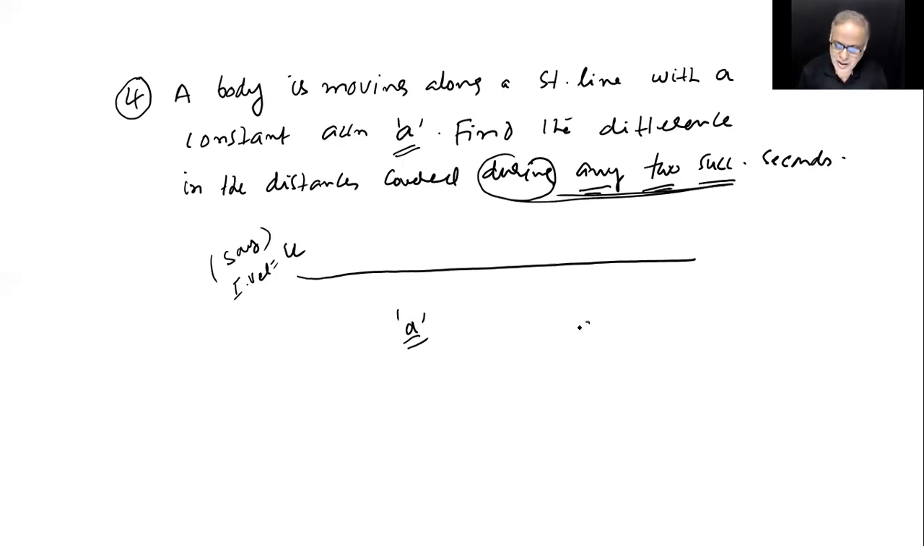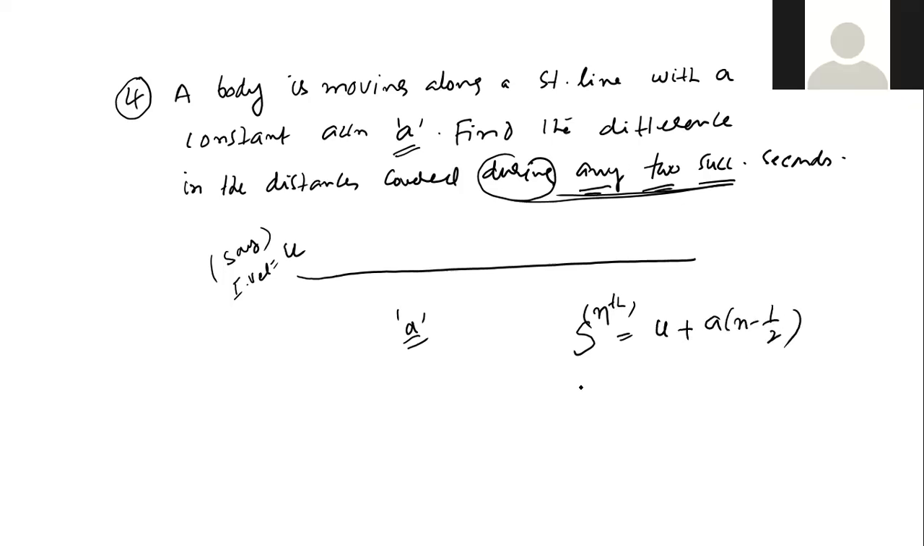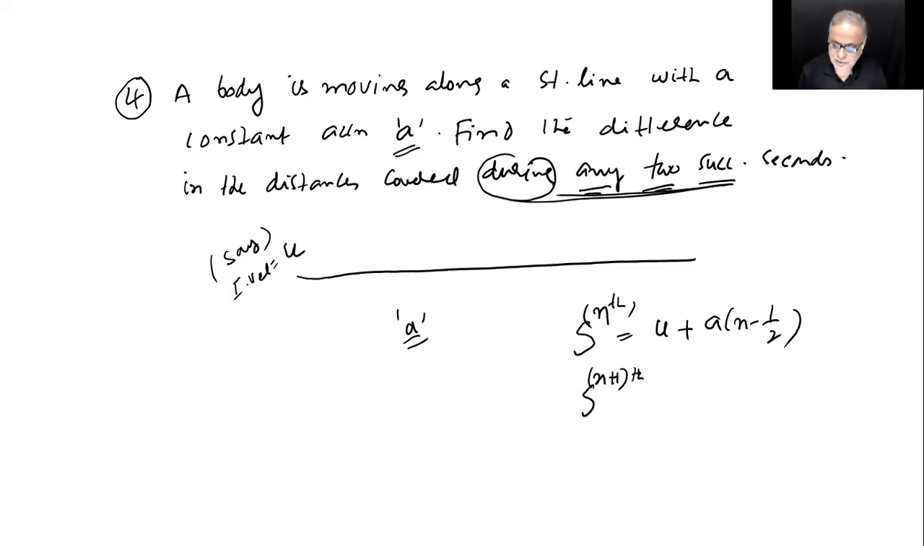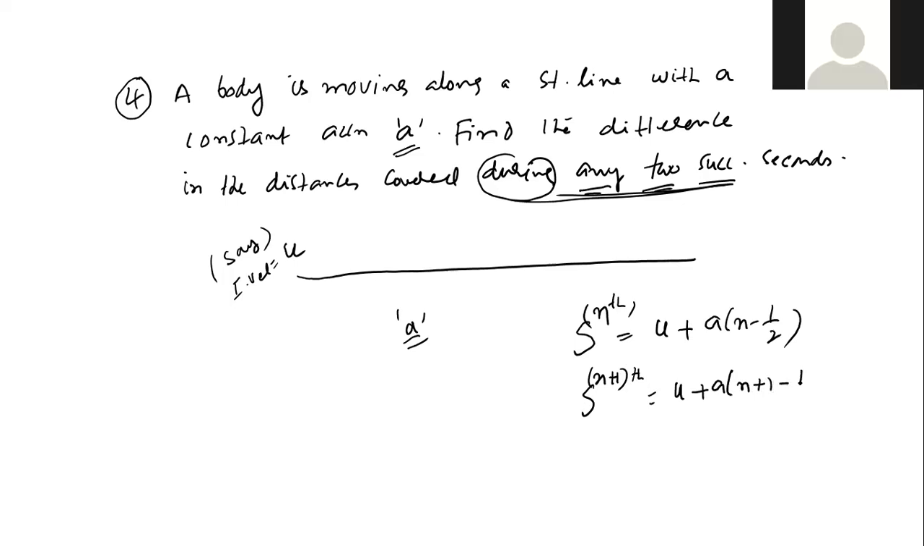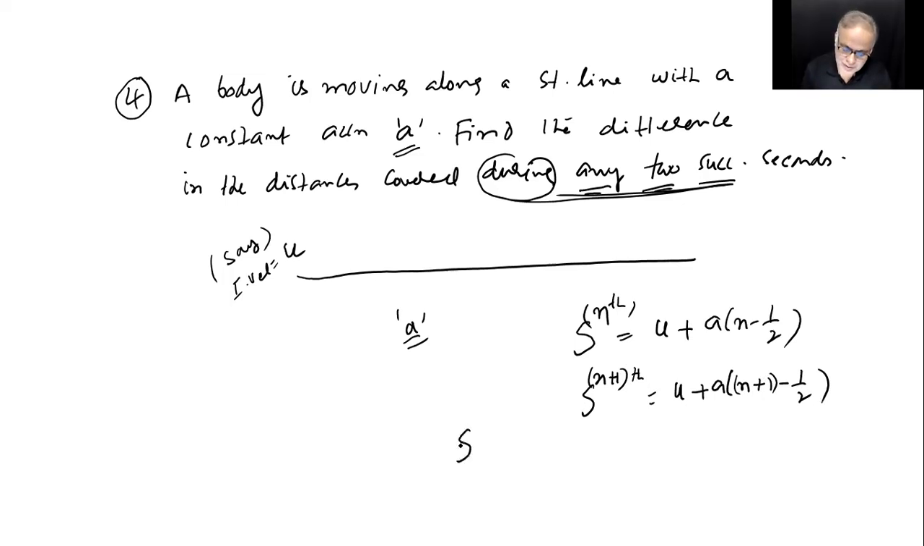So I should say S during the nth second equals U plus a into (2n minus 1) by 2. Next one is the (n plus 1)th second, successive, that is after n, n plus one. U plus a into (2n plus 1) by 2. Do you agree, Amar? Yes, sir.